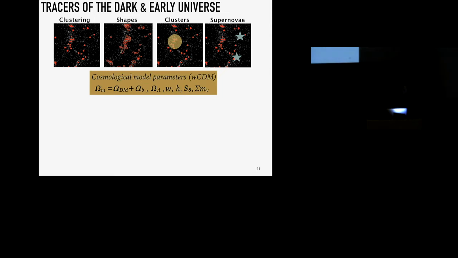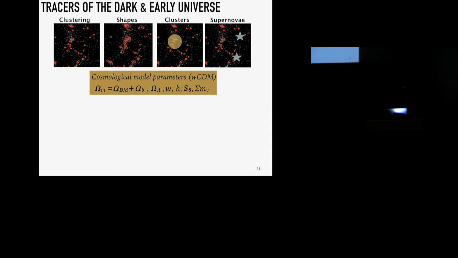By putting all of these elements of the maps together, we can constrain the parameters of our cosmological model, depicted here by these quantities in the yellow box. For example, the energy density of matter in the universe today, comprised of dark matter and baryonic matter, the energy density of dark energy today, the parameter of the equation of state of dark energy, the expansion rate of the universe today, the amount of structure that we see in the universe today, and another parameter that is normally omitted from our analysis, but now we're sensitive enough to set constraints on it: the sum of the neutrino masses in the universe.